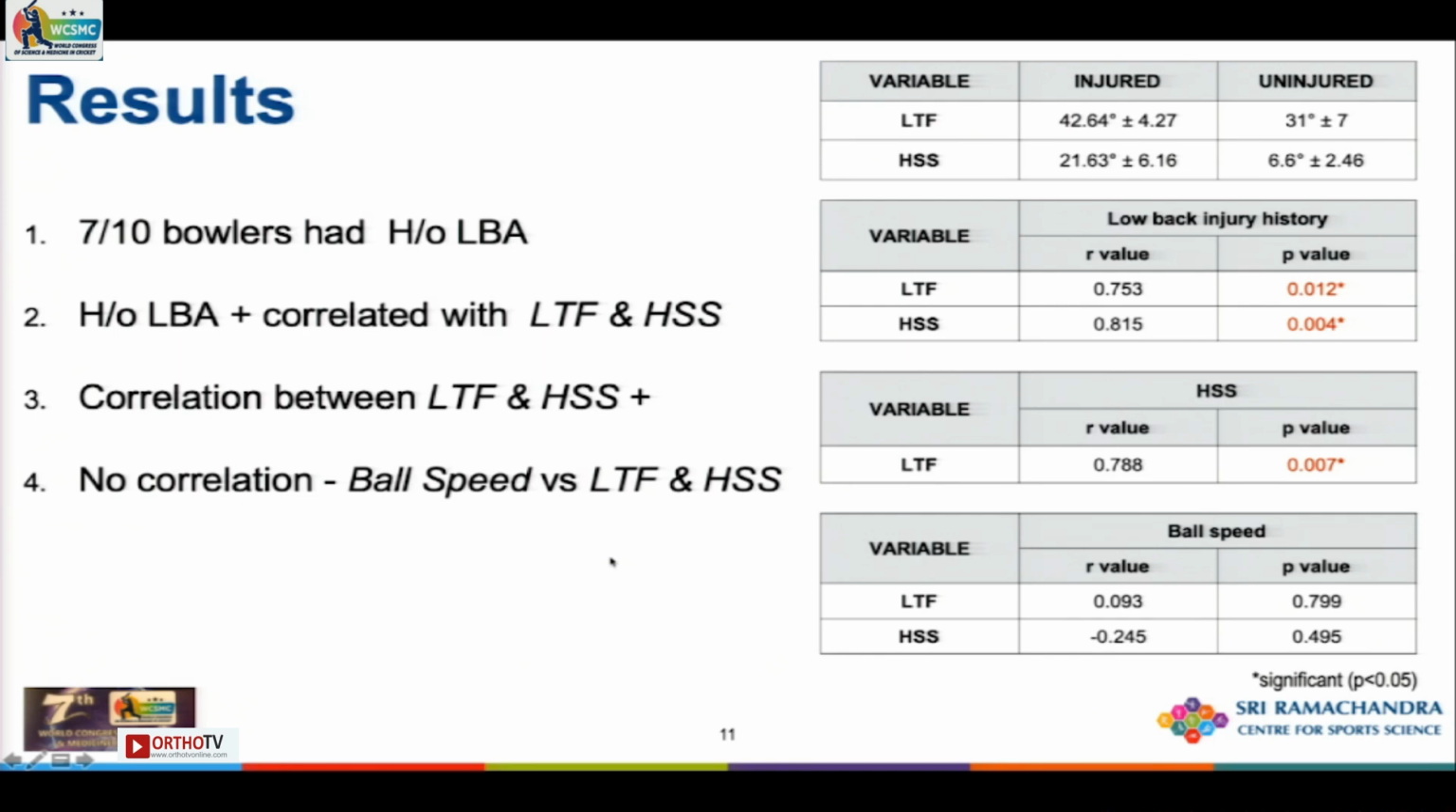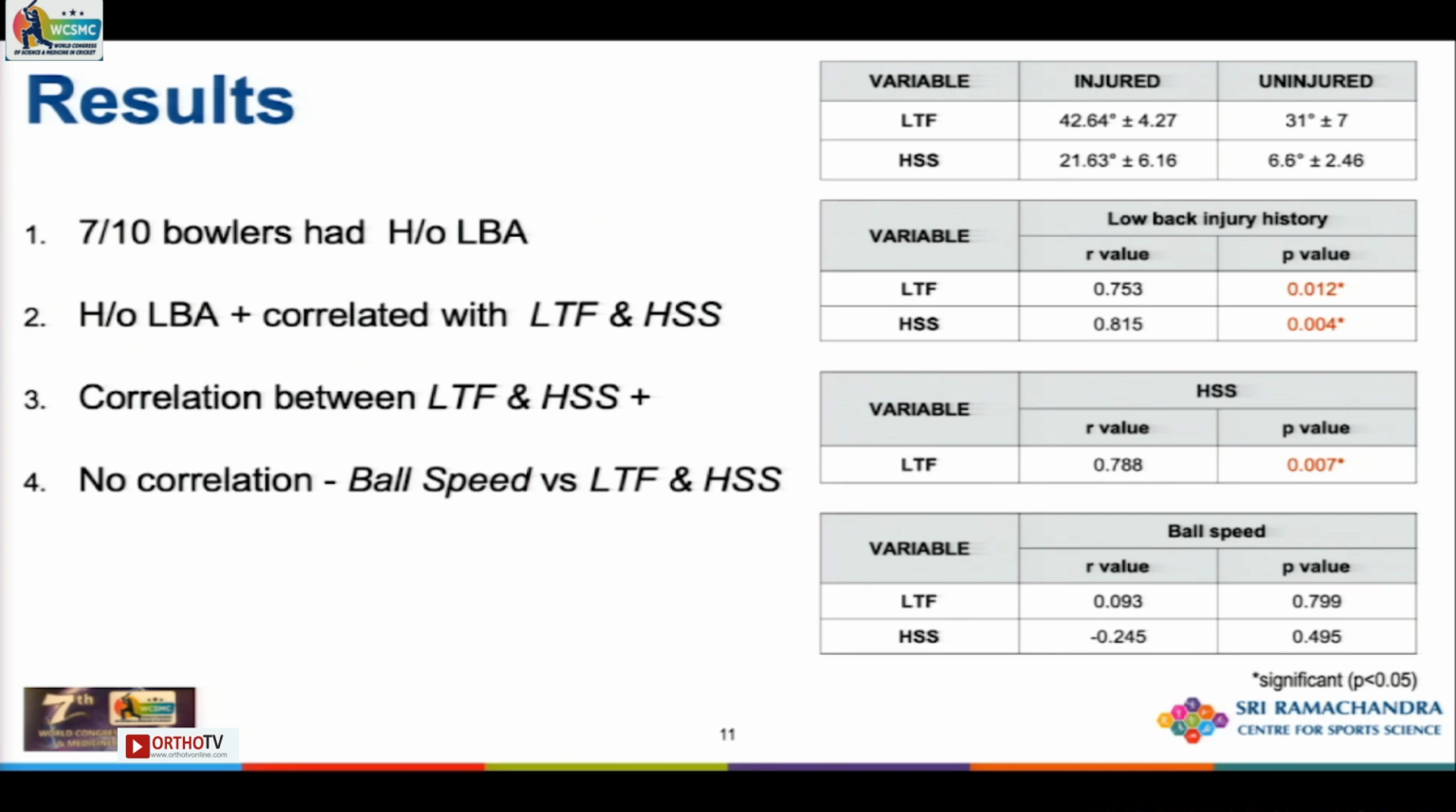This also goes in accordance with other studies, like those of Craig Ranson and Mark King. They have also demonstrated that there's no demonstrable correlation between increased ground reaction forces and ball speed. So basically, one doesn't need to bowl fast with a high trunk flexion. You don't need a high lateral trunk flexion.